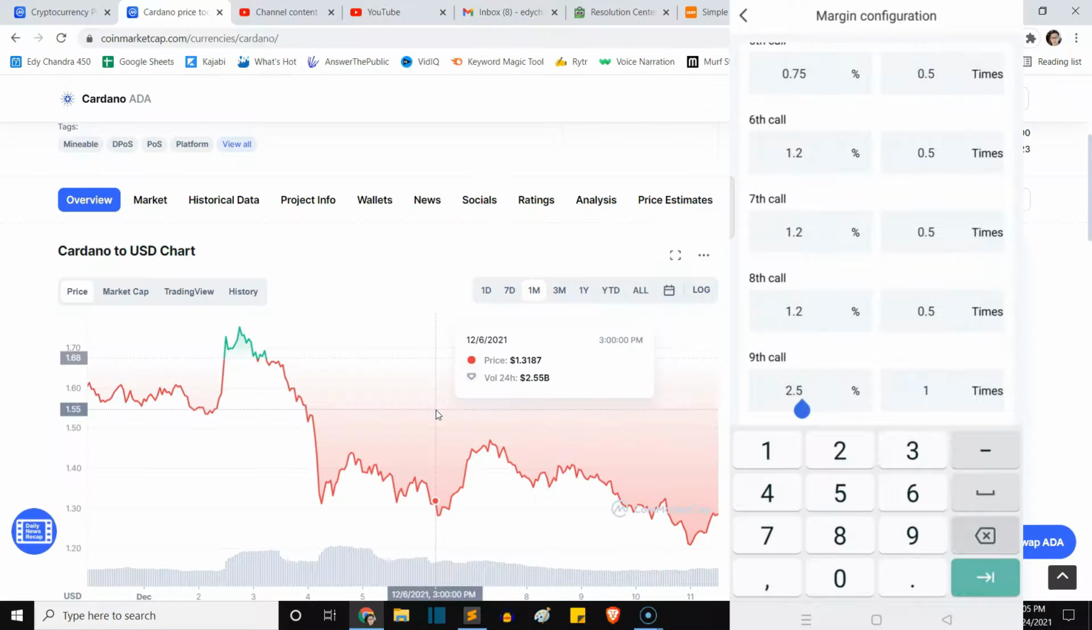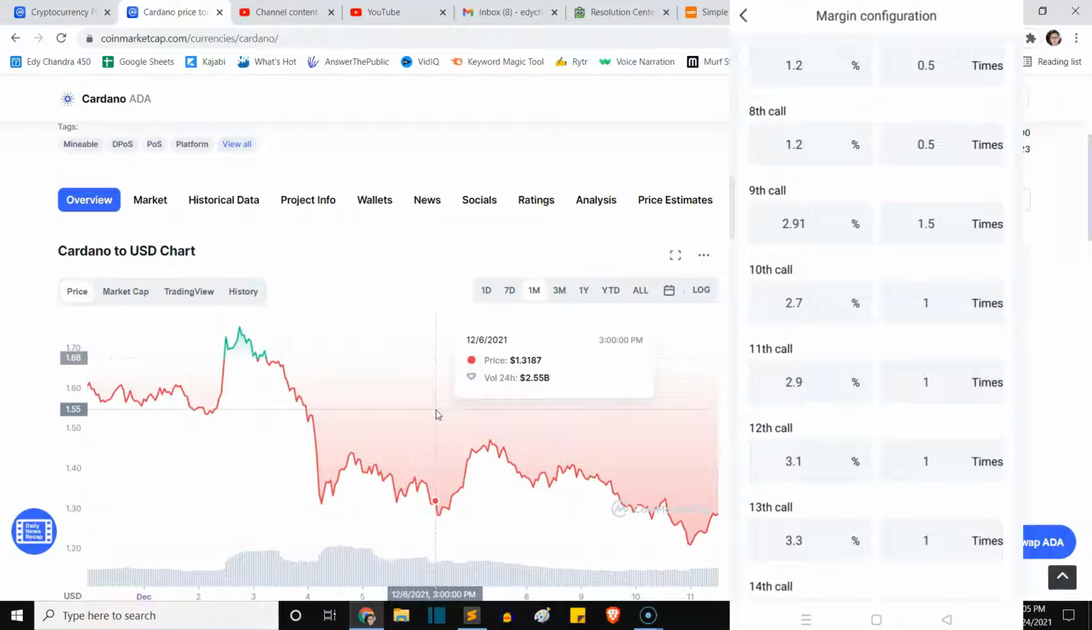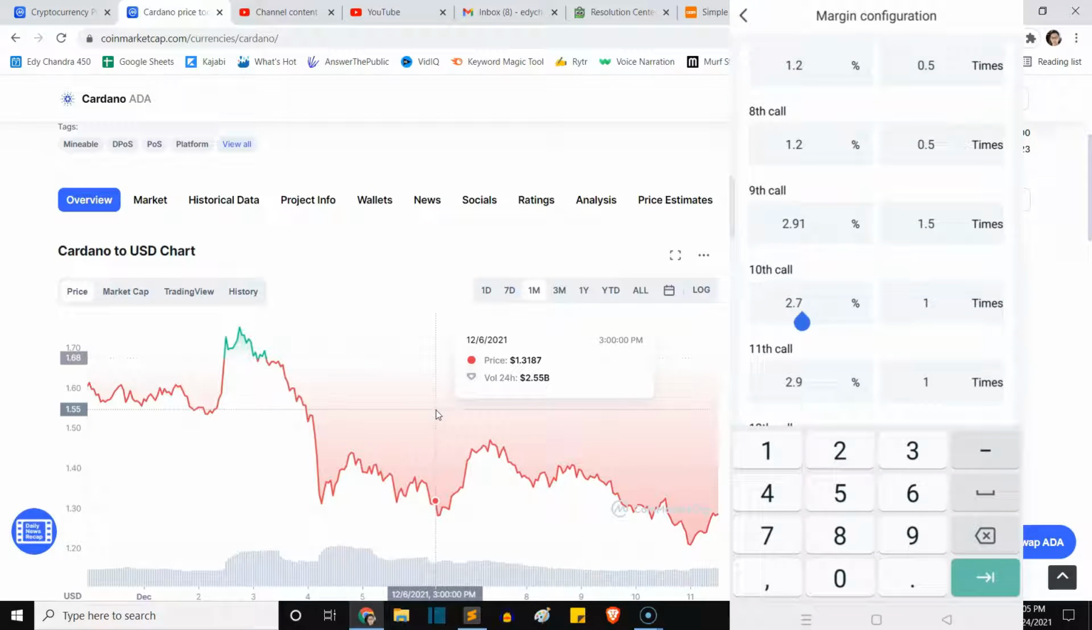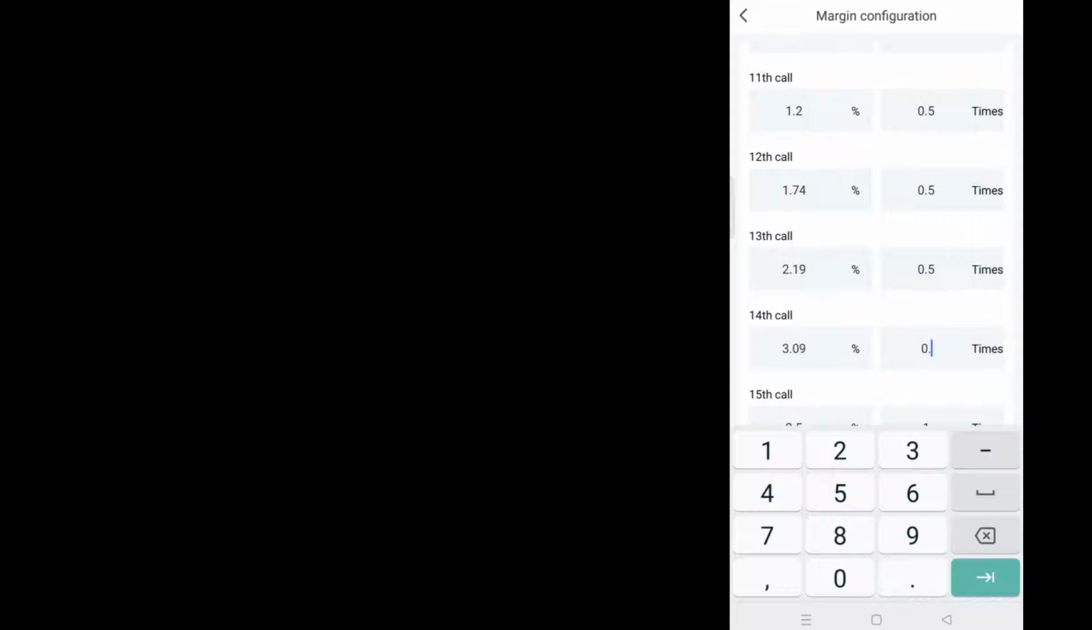Now margin call number 9, let's say it drops another 2.91%, I will buy 1.5. So instead of $10, I will buy $30 right here. And what if the market goes back up, we're going to take profit even bigger. And the rest I will put the same. You can follow along, you can set your own number. I will split this up.